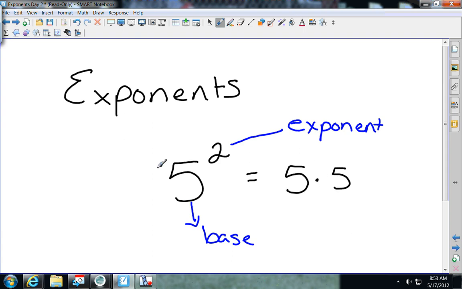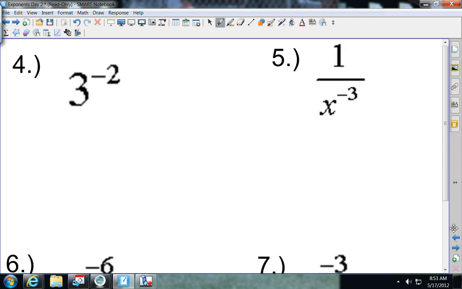One of the biggest mistakes is people say 10. Yeah, saying that it's 5 times 2. Well, that's not what it means. It means 5 times 5, which is 25. So as we go through, I don't want to go there.